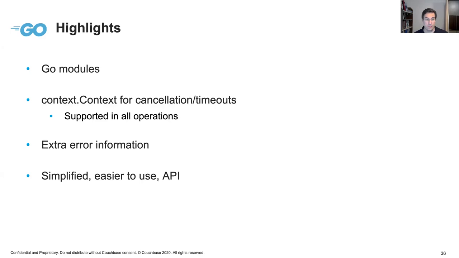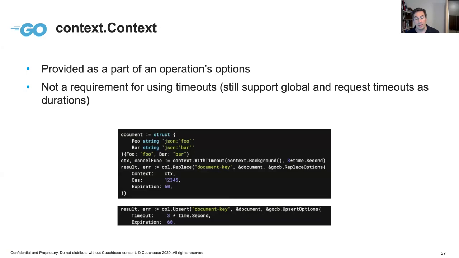In Go, Go actually went through a significant list of changes. So we moved to Go modules. We support the Go context for cancellation and timers optionally. We attach extra error information, and it's in general simplified, easier to use. So here's an example of the Go context. It is provided as part of the options for each operation. It is not a requirement to use it. So you can still use the global and request timeouts with durations. But if you have your cancellation context from an upper level, you can pass it down into the client and use that to cancel your operation.